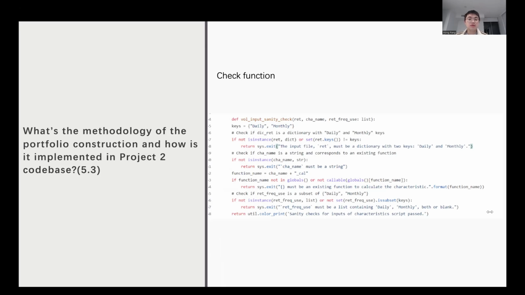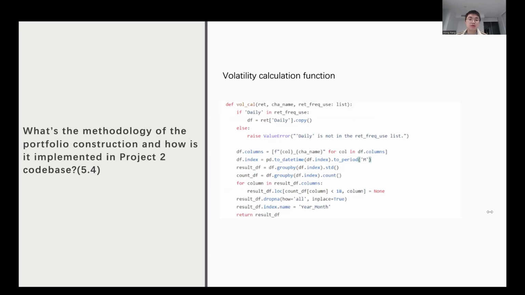Second, we use the feature calculation function, volatility calculation, in which we need to select the daily returns from the input returns dictionary. Then group them by month and calculate the standard deviation. And finally, perform the processing of the missing values.